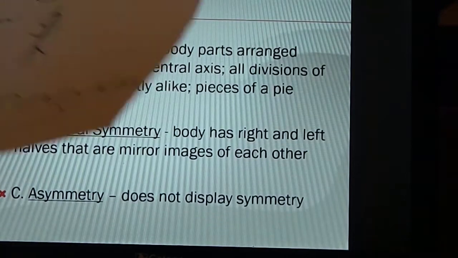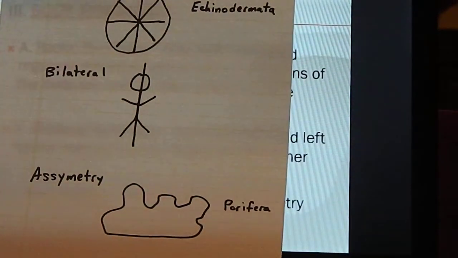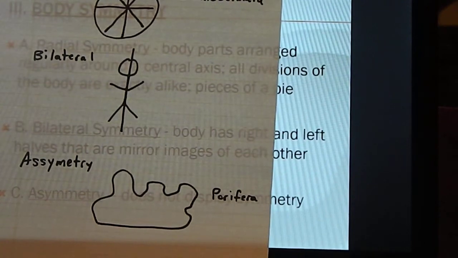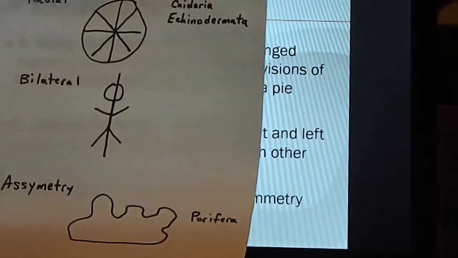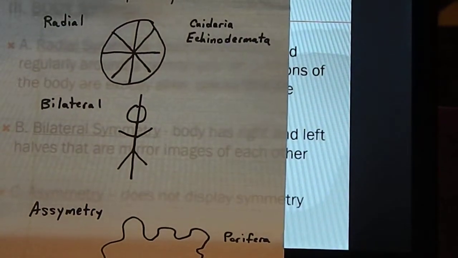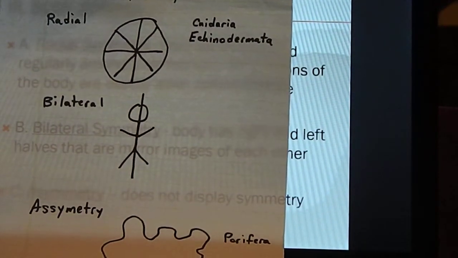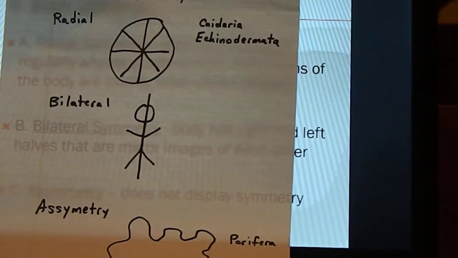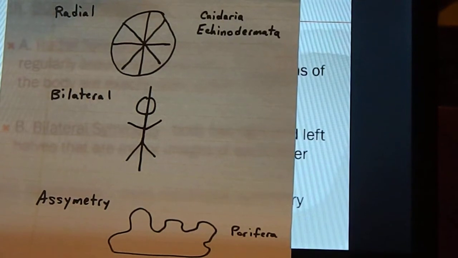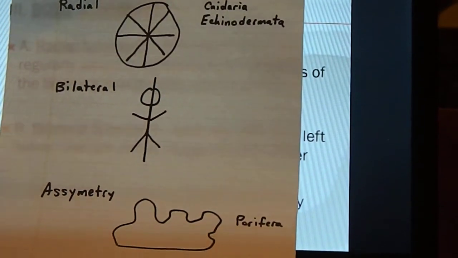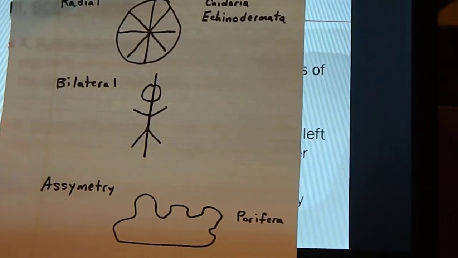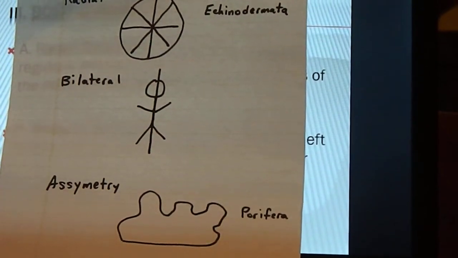And so here's the asymmetrical Porifera, the sponges, that you just can't divide into equal parts. Radial symmetry, Cnidaria and Echinodermata, you can cut them in equal parts arranged around the central axis like a piece of the pie. And then bilateral symmetry, most animal phyla are bilaterally symmetrical, and you get mirror images of each other.